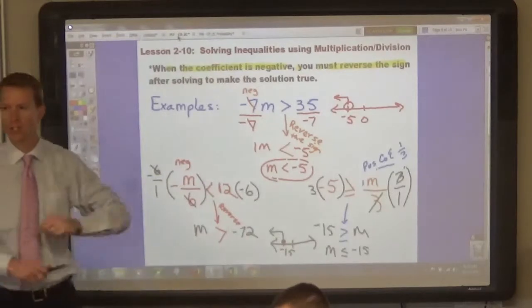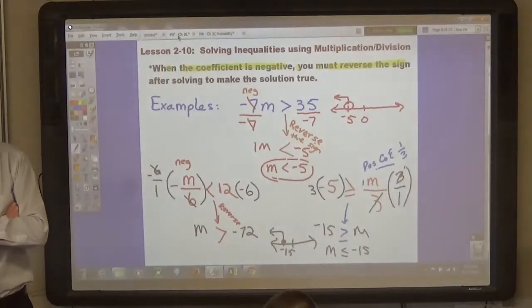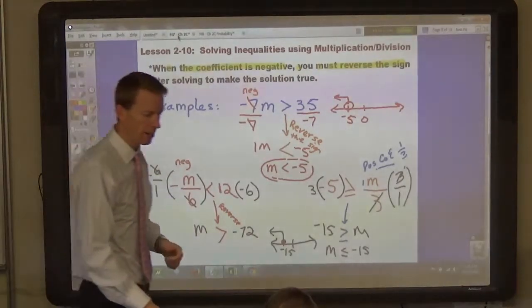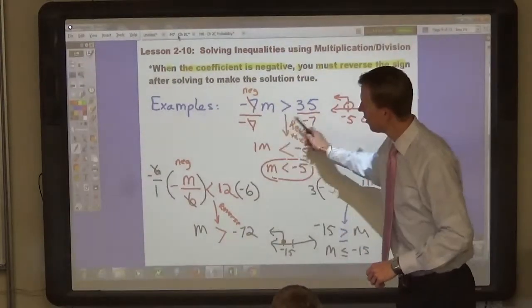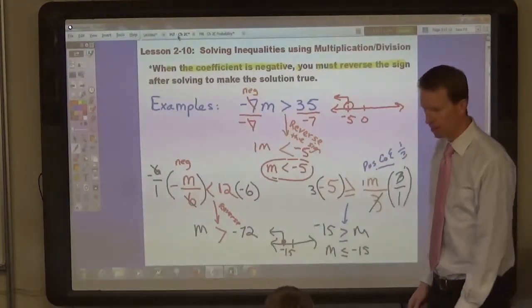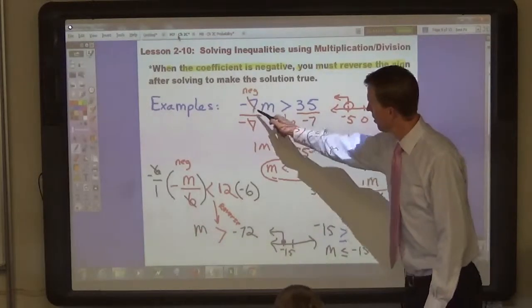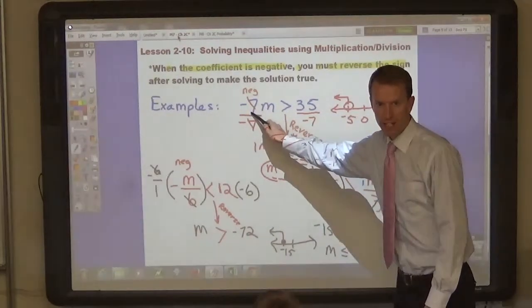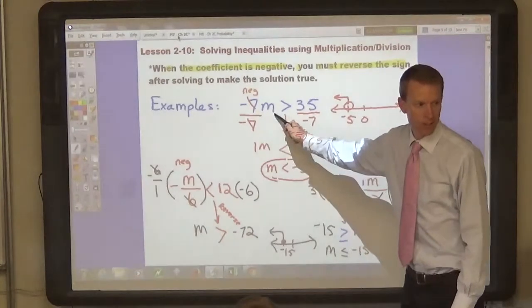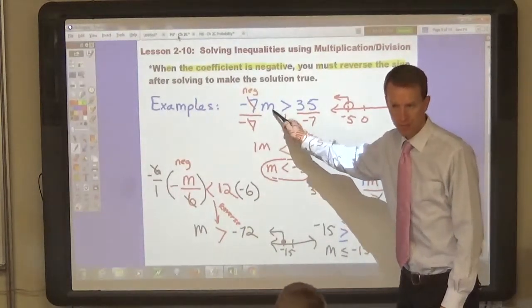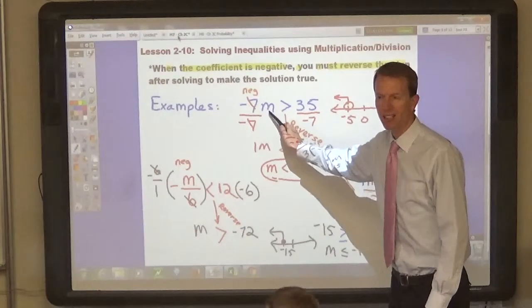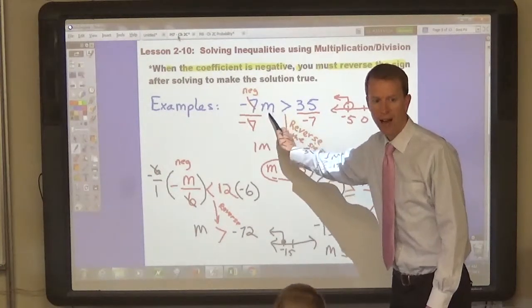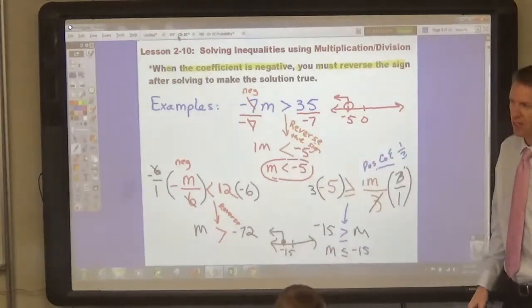What does the coefficient tell us? Or what is it? Where is it, Johnny? In the equation, where is it? It's the number that's right in front of the variable. It tells you if the variable is negative, and it tells you how many there are.